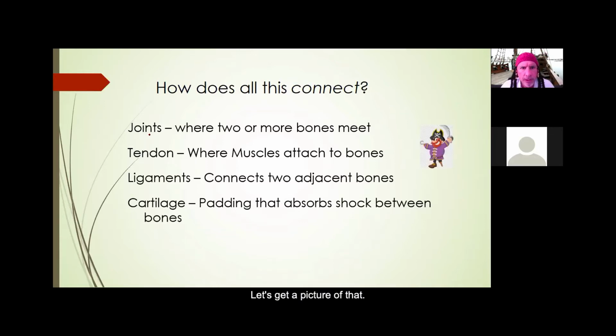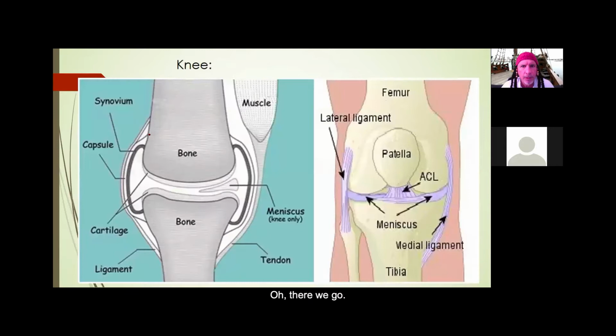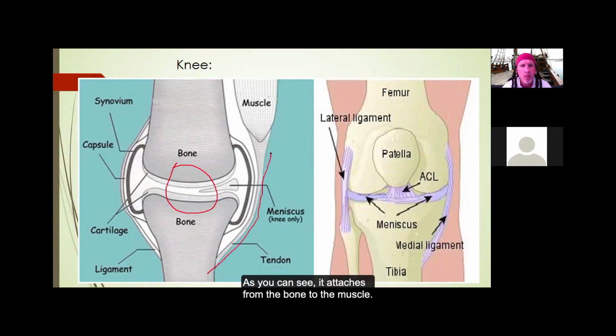Moving on. Let's get a picture of that. As you can see, here we have, let's start with the joint. This is the joint right here, 2 bones coming together. This is a tendon right here. As you can see, it attaches from the bone to the muscle.